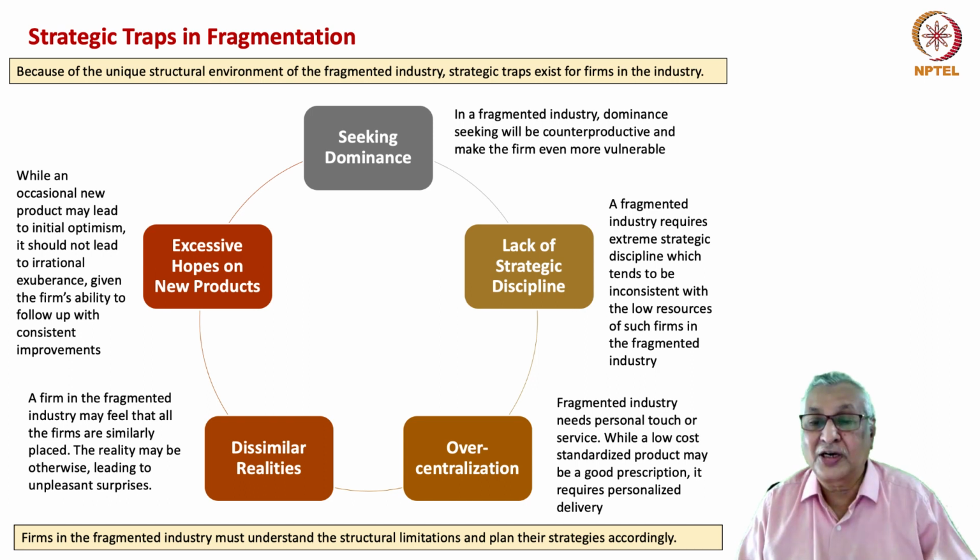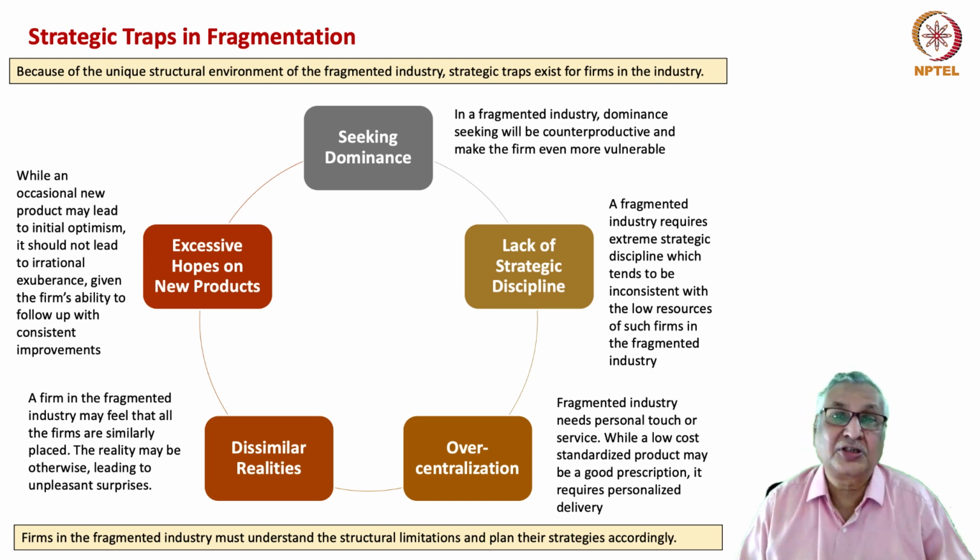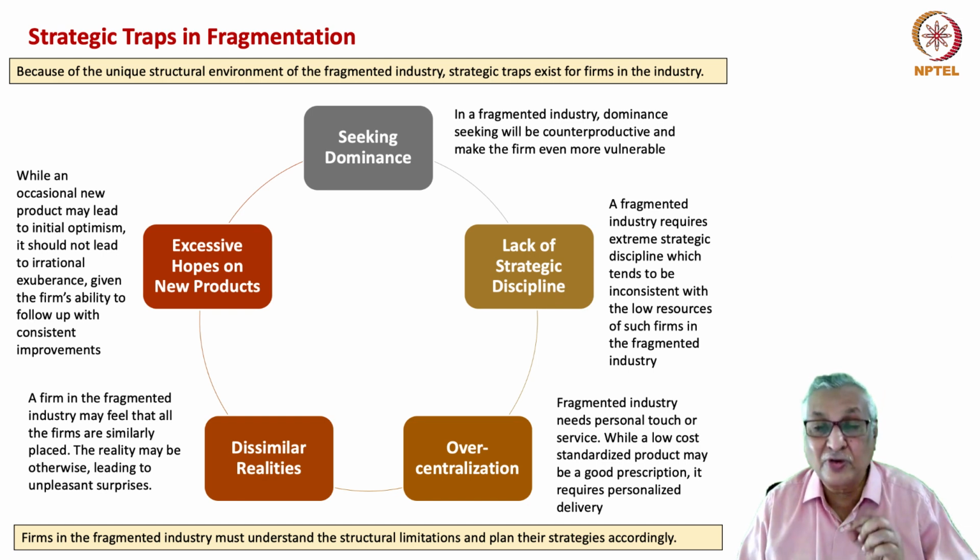Then there could be lack of strategic discipline. A fragmented industry requires extreme strategic discipline, which tends to be inconsistent with the low resources that such firms have. Therefore, if you are not very poised towards lean operations, if you keep ordering additional inputs, if you allow the stocks to multiply, then you would have indiscipline in the operations and therefore higher costs, and you would be even more constrained and more vulnerable.